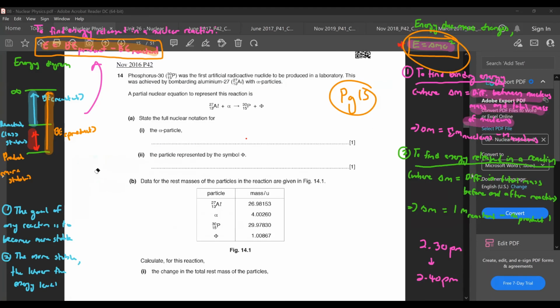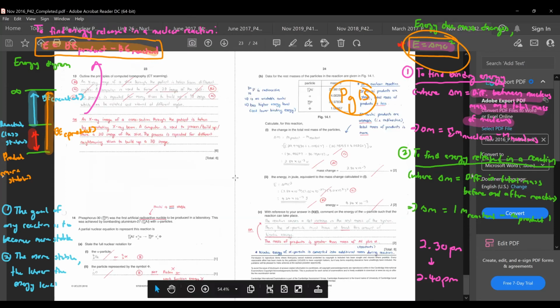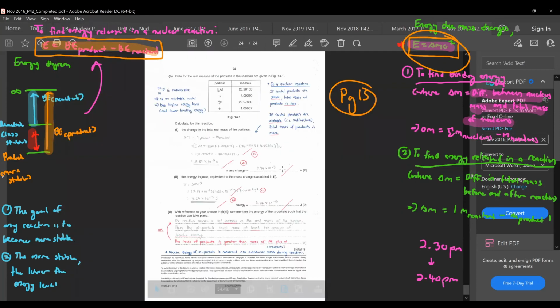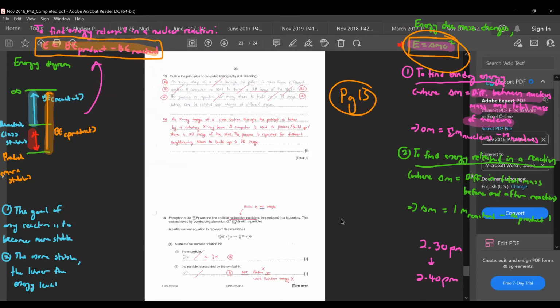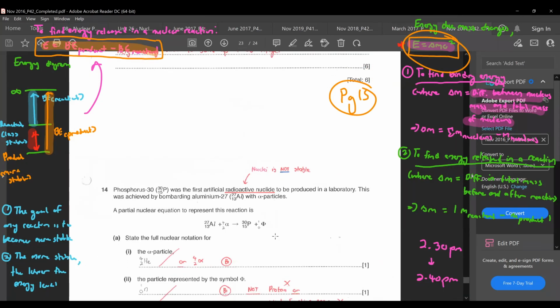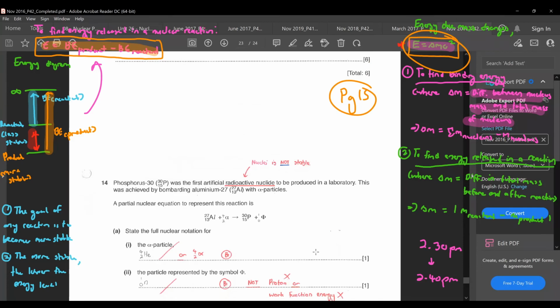Have a look at page 15. This is November 16 P42, the last part here. It tells you that phosphorus-30 was the first artificial radioactive nuclide to be produced in a laboratory. This was achieved by bombarding aluminium-27 with alpha particles. A partial nuclear equation to represent the reaction is given by this equation here.